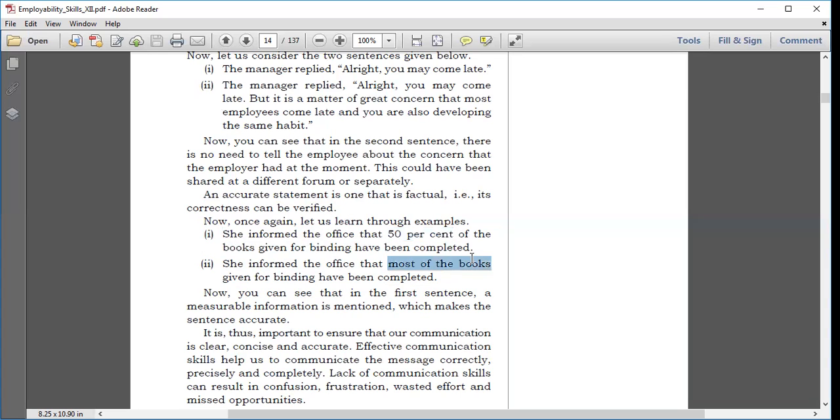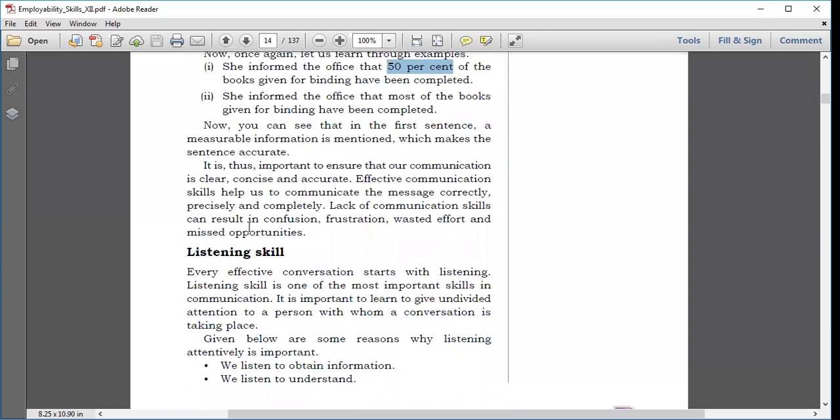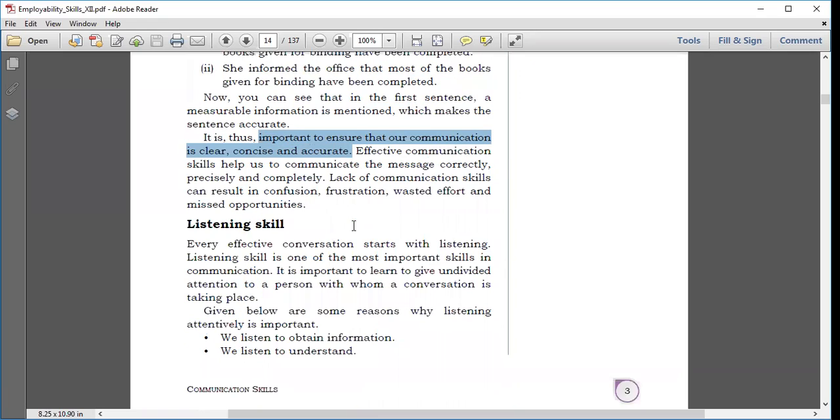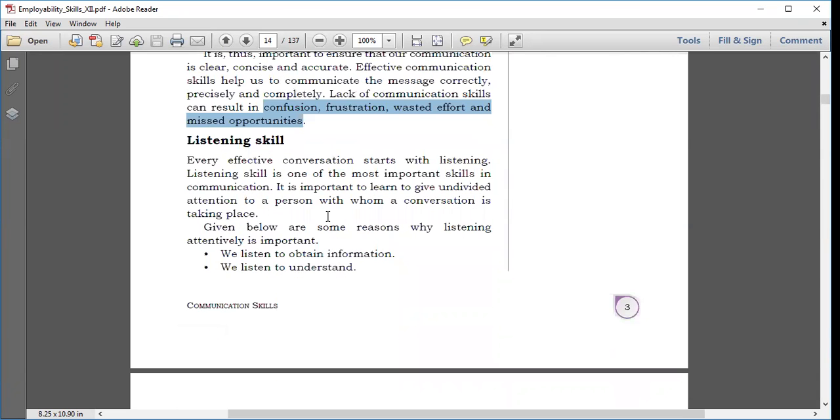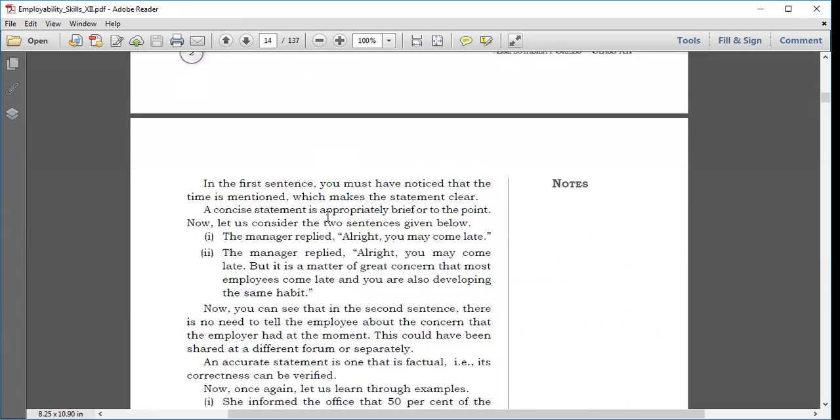The second one is not so accurate, so even if you want to check, you cannot find out कि कितनी हो गई, right? So whatever message you are sending should be accurate, and it should be factual also, right? So thus it is important to ensure that your communication is clear, concise, and accurate, right? As you know, lack of communication skills can result in confusion, frustration, wasted effort, and missed opportunities, right? So that's all about this first part, that is active listening.